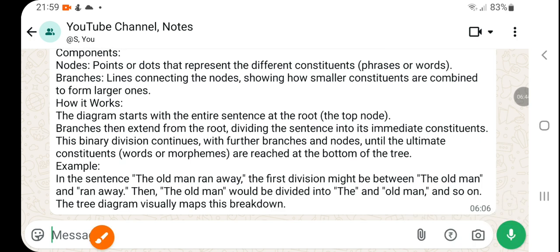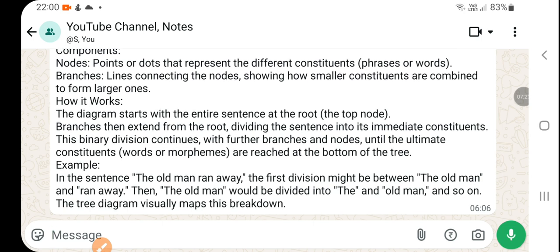Okay. Then branches extend from the root, dividing the sentence into its immediate constituents. In the binary division, first we have to cut the sentence into two pieces, and it continues with further branches. So then nodes, when we do it, you will be able to understand. This is: the old man ran away. The first division might be between the old man and ran away. Then the old man would be divided into the and old man, noun phrase, and so on. So this way this diagram is made, right?